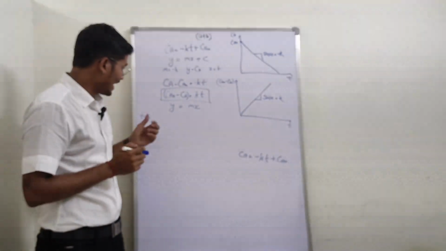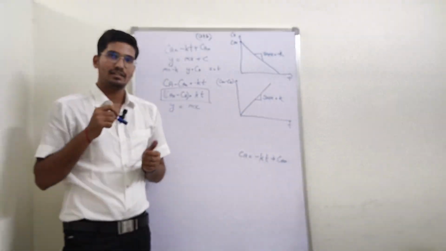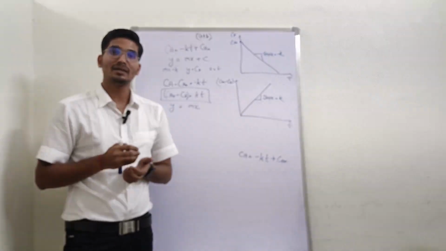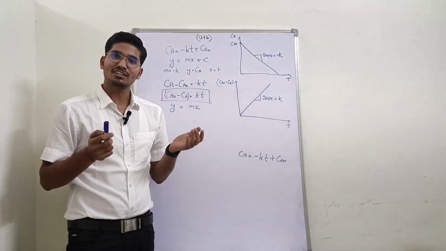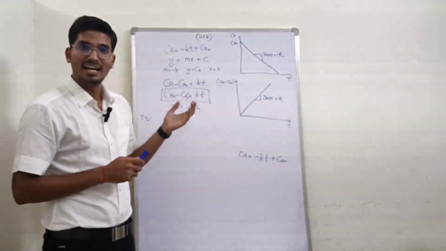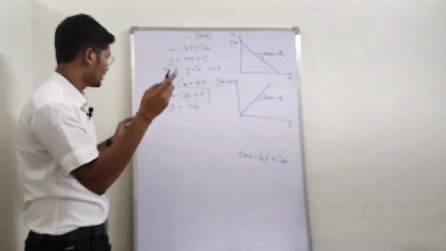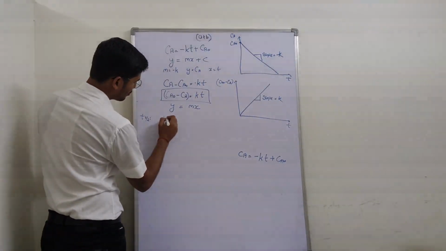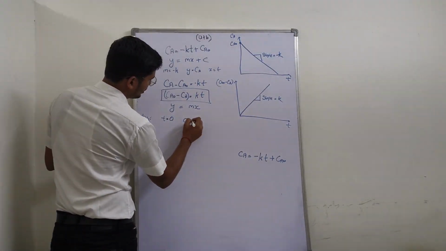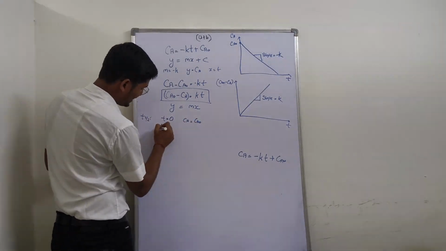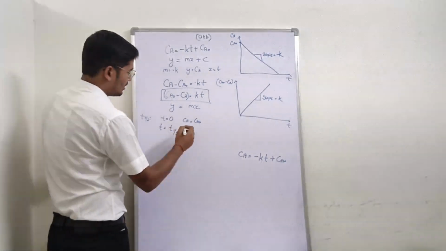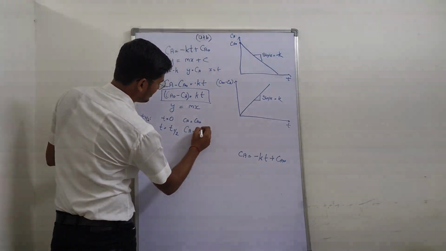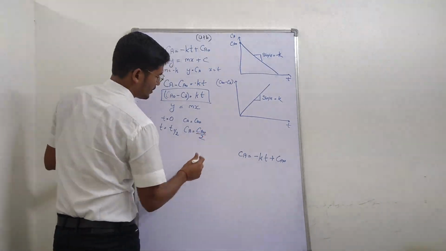What is half-life? Half-life is the time at which the reactant concentration becomes half of its original value. Like if at time t equals 0, the start of the reaction, the reactant concentration is Ca naught, at half-life it will be Ca naught by 2. So at t equals 0, Ca equals Ca naught. At t equals T half, Ca will be Ca naught by 2.